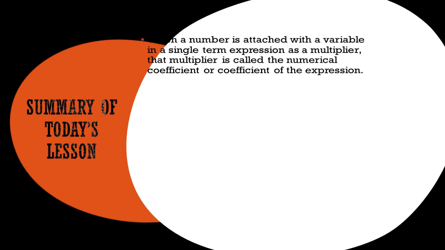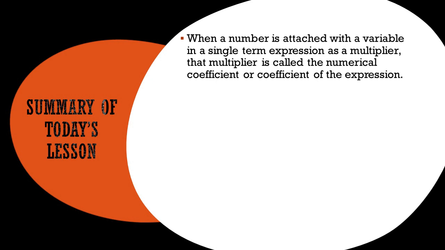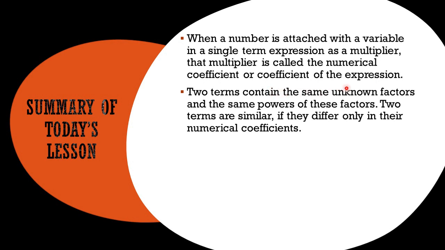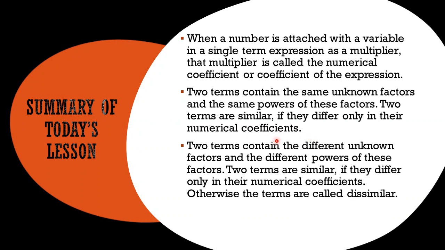So my dear students, summary of today's lesson. When a number is attached with a variable in a single term expression as a multiplier, that multiplier is called the numerical coefficient or coefficient of the expression. Two terms are similar if they contain the same unknown factors and the same powers of these factors, and differ only in their numerical coefficients. Two terms that contain different unknown factors or different powers of these factors are called dissimilar.